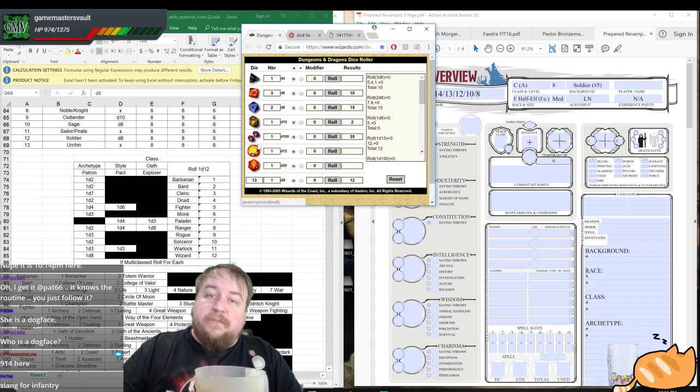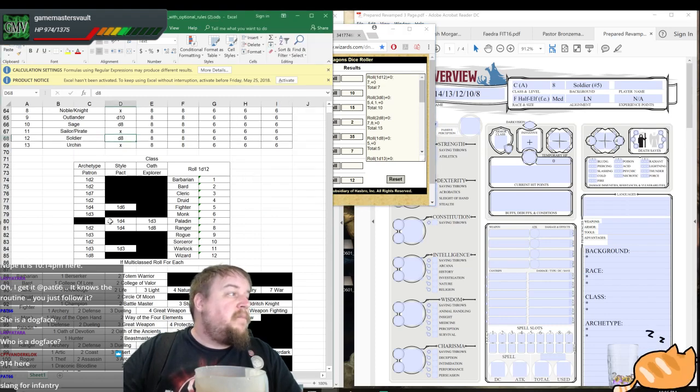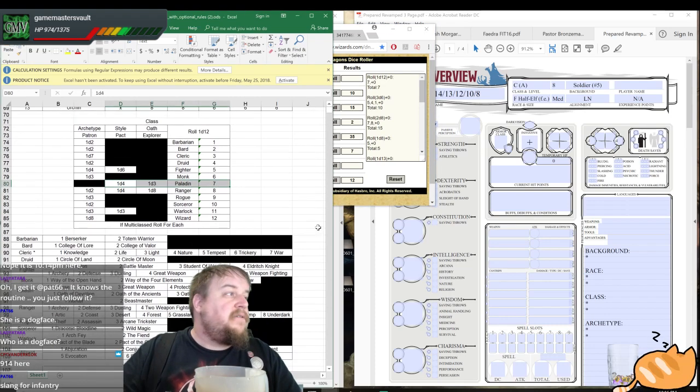Now we press this magic golden D12 to determine if we're going to get a third bard this week. That seems to be the case, right? Let's hit it. And 7. Number 7 is a Paladin. Okay.